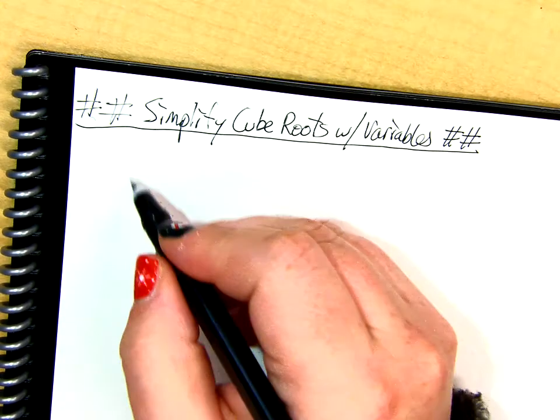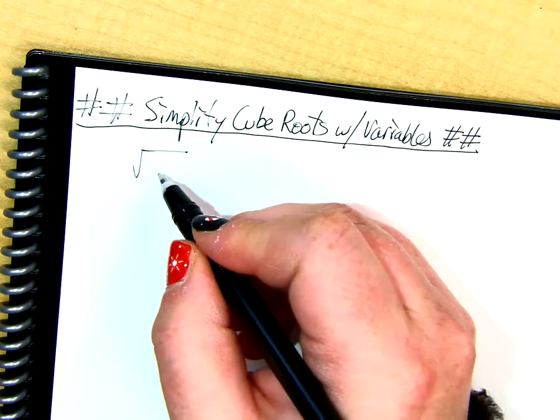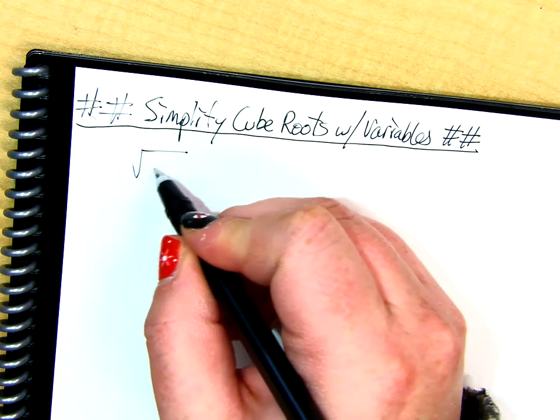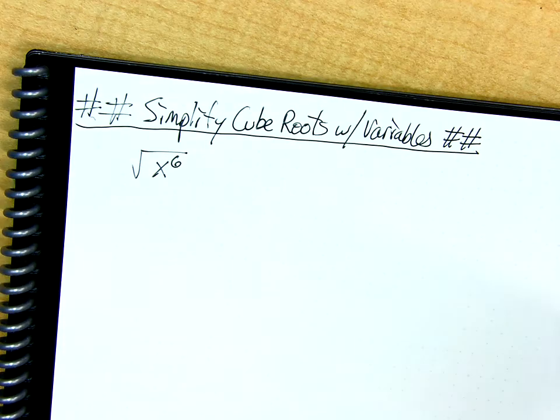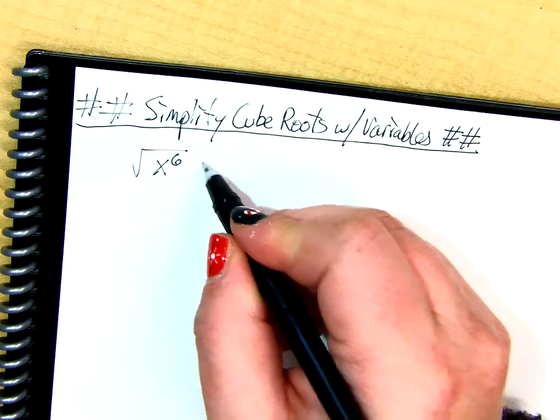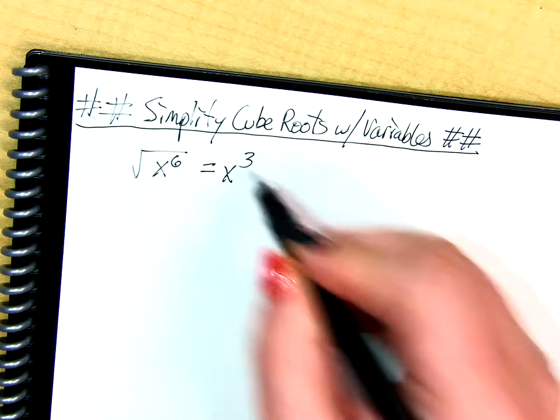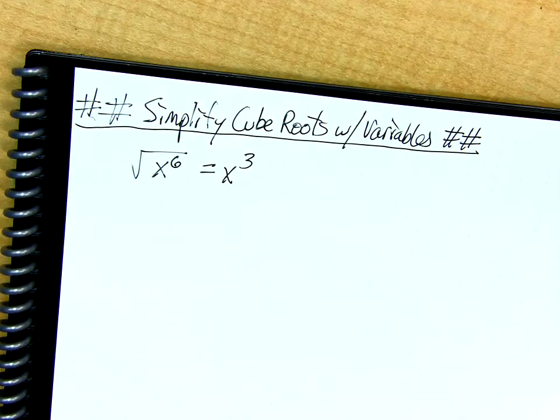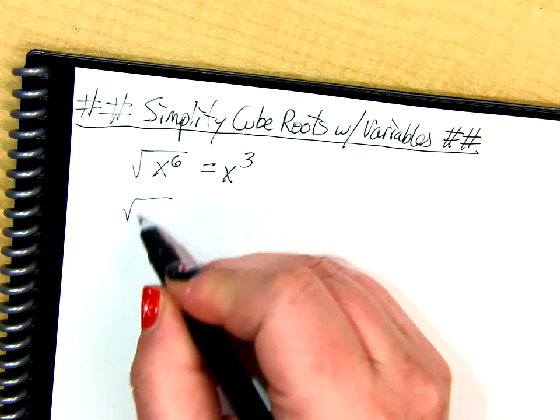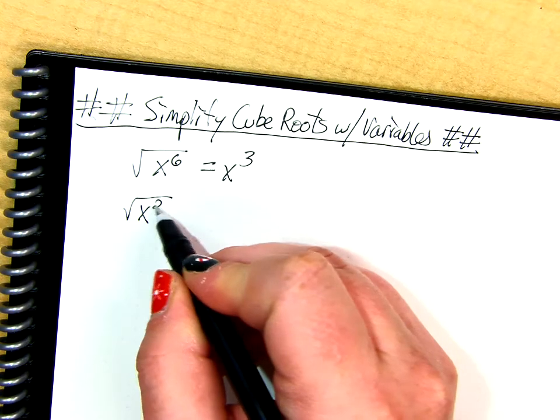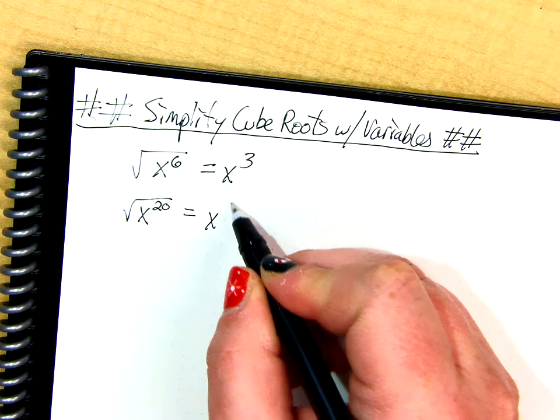We were talking about simplifying square roots. So if I had the square root of x to the sixth, remember what that came out to be? X to the third. You just took half of whatever you had in there, right? So the square root of x to the 20th would just be x to the 10th.